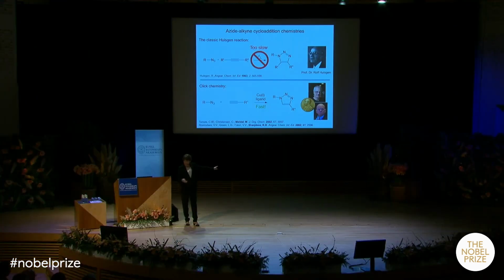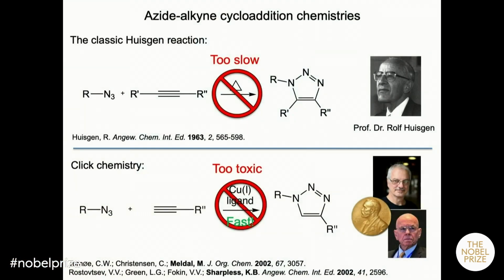Could this solve our problem of kinetics? And the answer was, not quite. The problem was the copper catalyst was just too toxic for cells and live animals. But it was kind of on the right path, and it got us thinking about other mechanisms by which one might accelerate the rate of the cycloaddition, but without the need for a toxic metal catalyst.